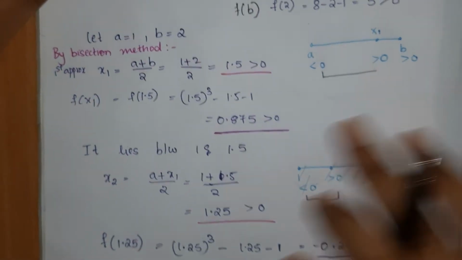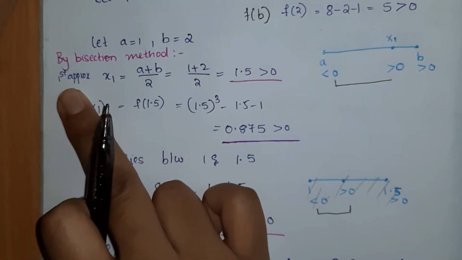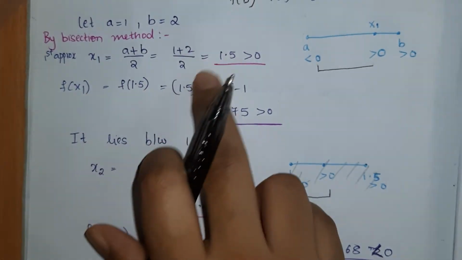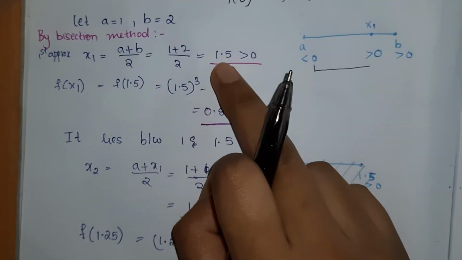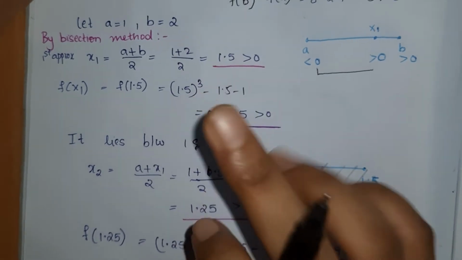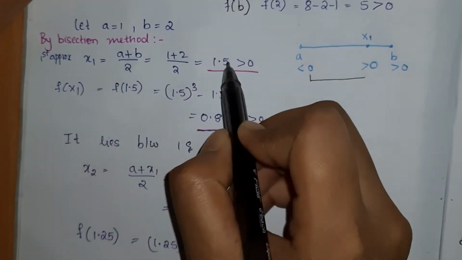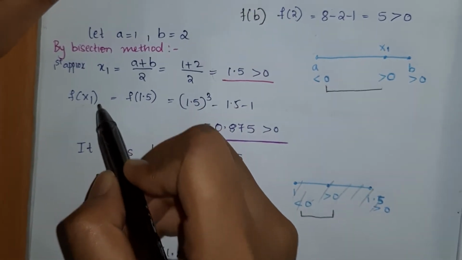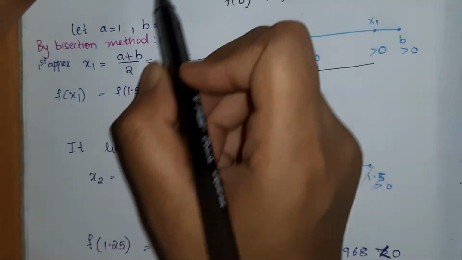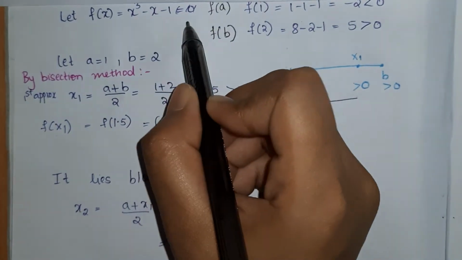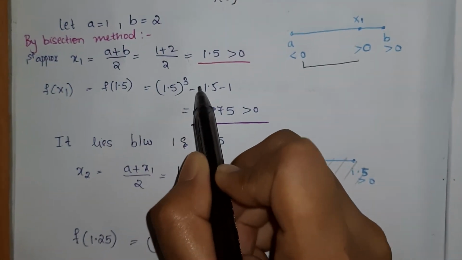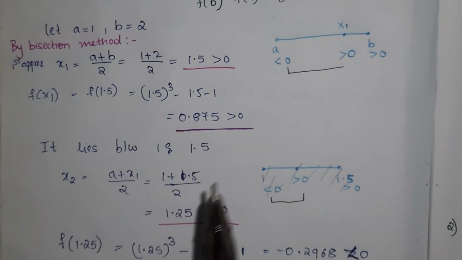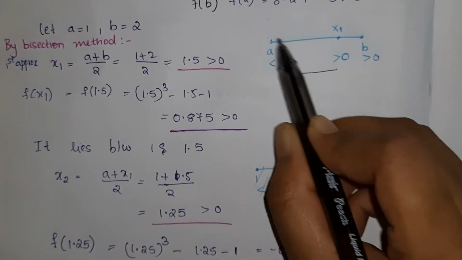Now by the bisection method, our first approximation x1 is equal to a plus b by 2, which here is 1.5. Now we have to check f of x1. We substitute the value 1.5 in the given equation. That is 1.5 whole cube minus 1.5 minus 1, and we got 0.875, which is greater than 0.